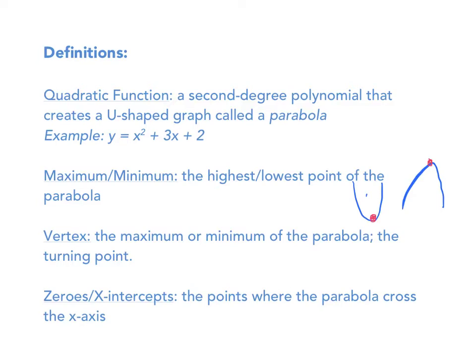And then the zeros. The zeros are the points where the parabola crosses the x-axis. So if we have this parabola here, this point here and this point here would be the x-intercepts, or the zeros of the parabola. So make sure you get those definitions down.